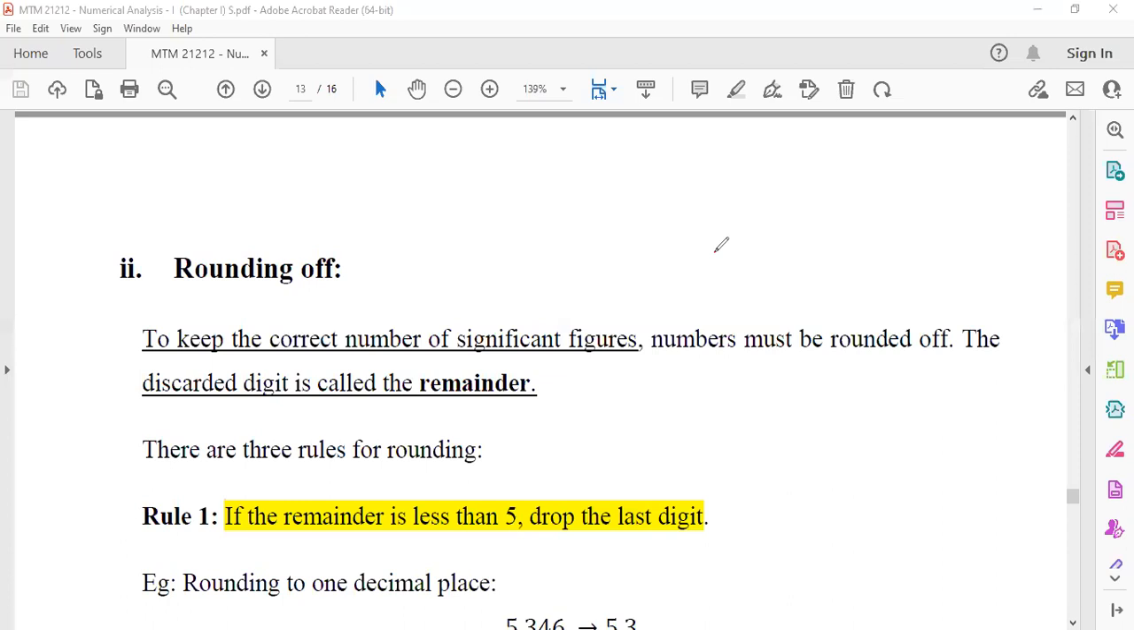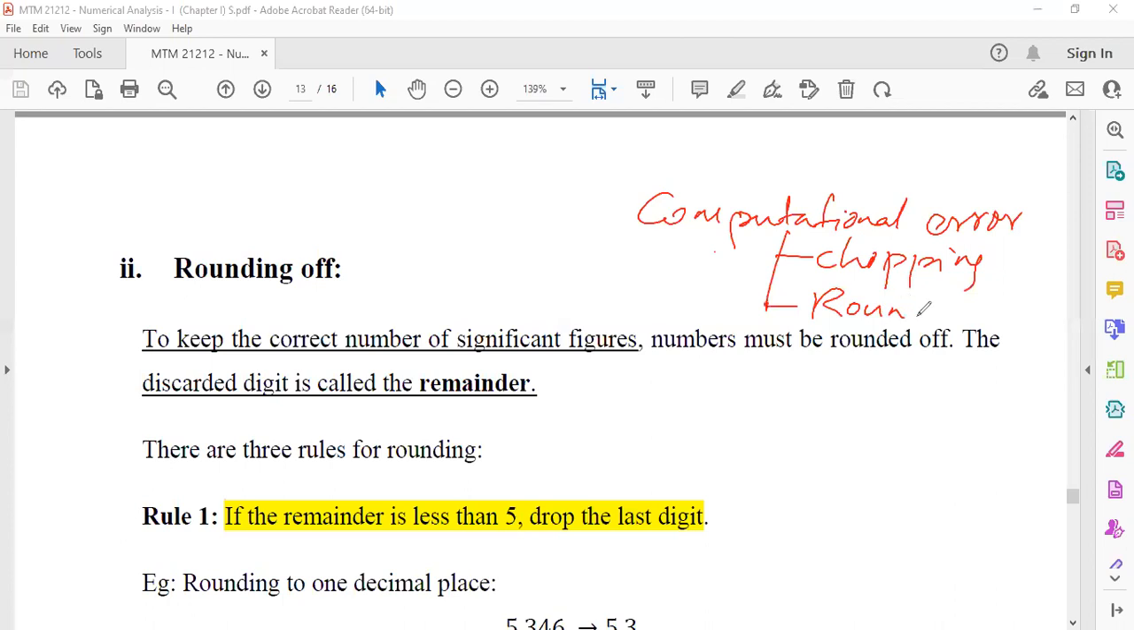So computational error has two algorithms. One, chopping. Next one is rounding off. Let's see what we have seen. Chopping means ignoring the part after the W.